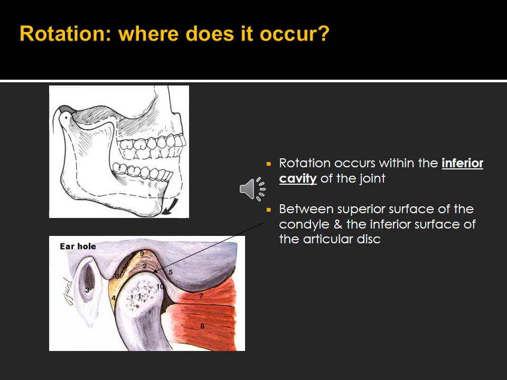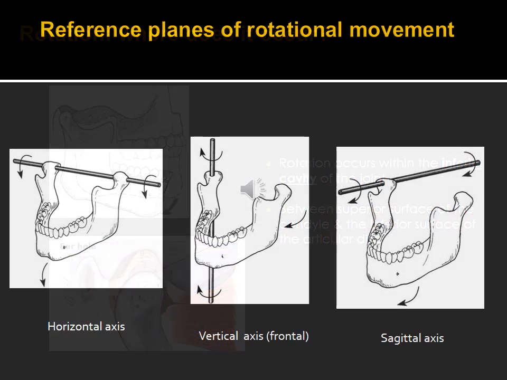We talked in the previous slides about rotation, which is one of the three-dimensional movements of the mandible, and we said that it is purely rotation without any translation for the condyle. But where does it occur? In the superior or inferior compartment or cavities? It happens in the inferior cavity, between the superior surface of the condyle and the inferior surface of the articular disc.